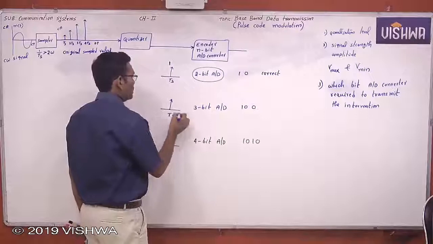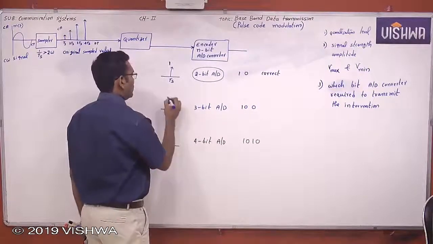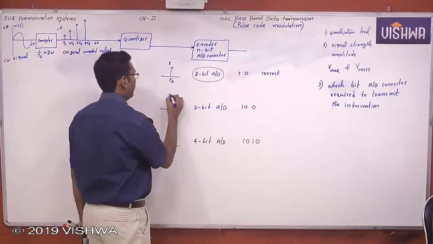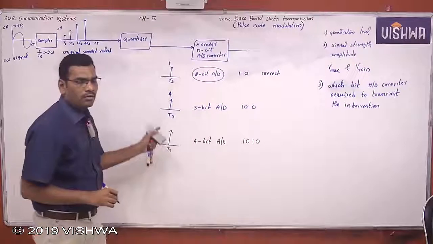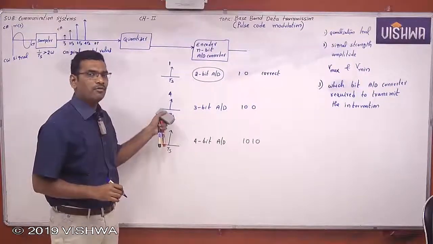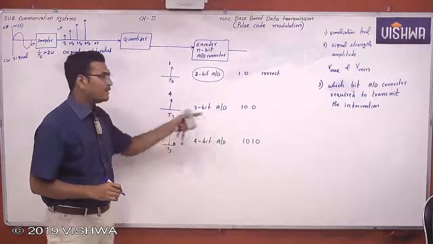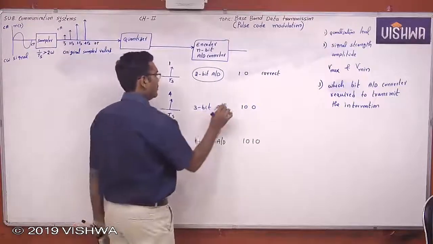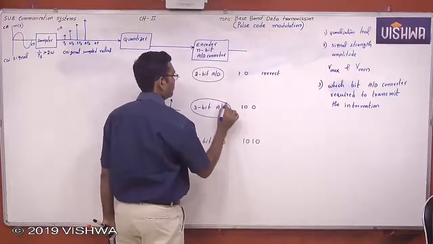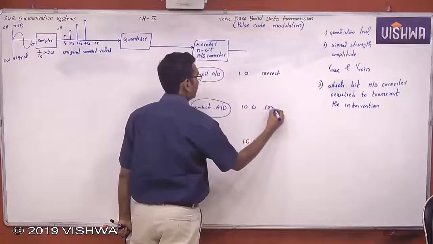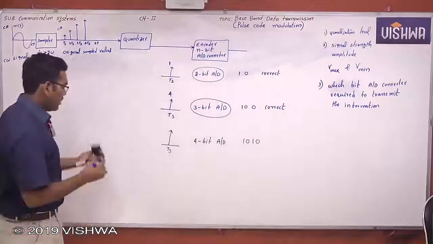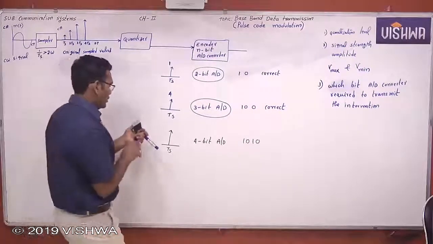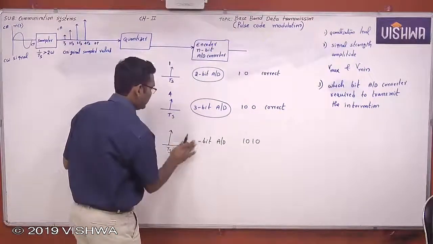Now this is the signal strength of 4 volts. The signal strength of 4 volts can be accommodated in 3 bits. Yes, so this is correct. This is also correct. Now this is a 3-bit converter.